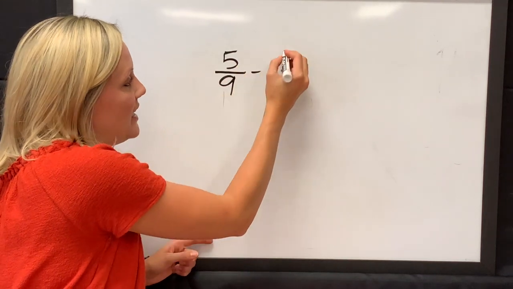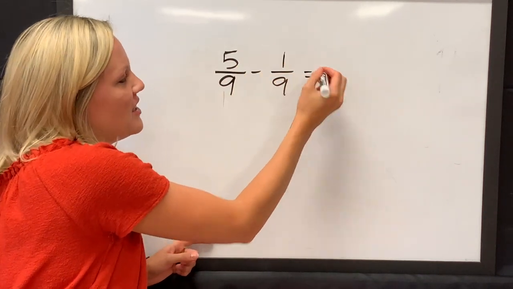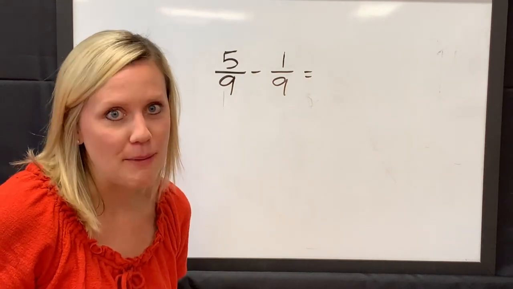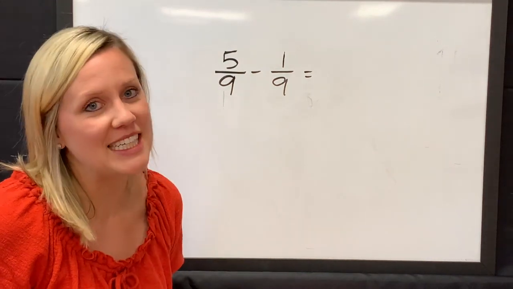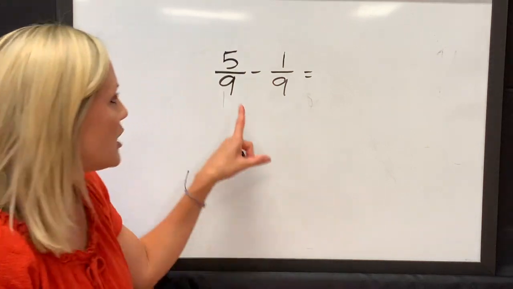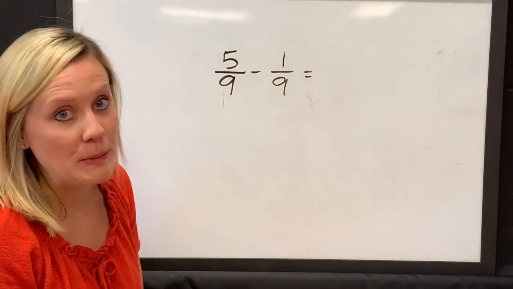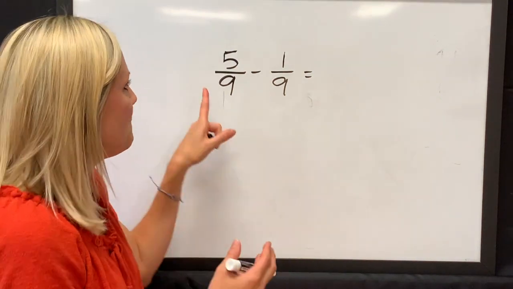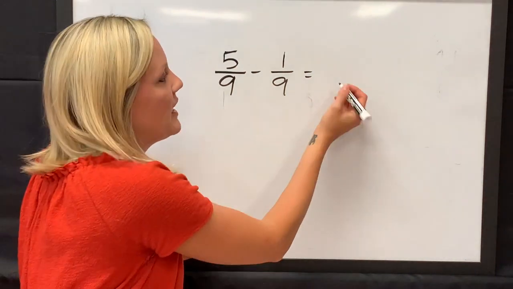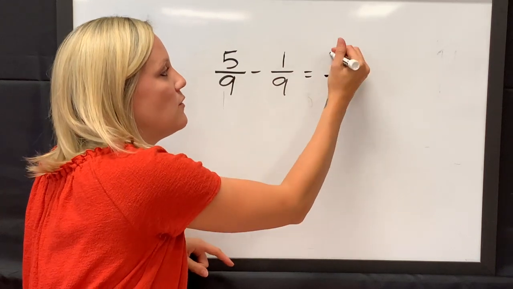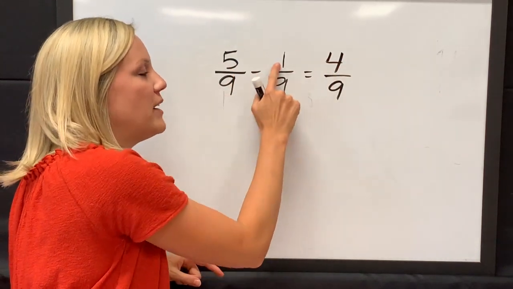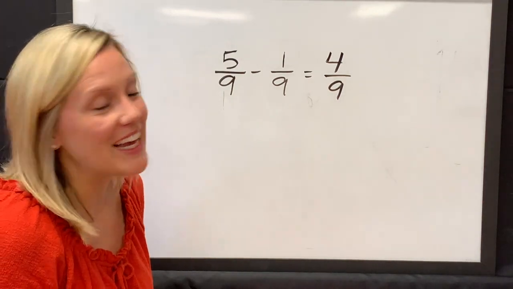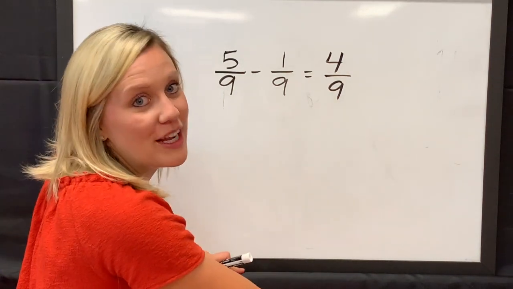5/9 minus 1/9. So just like adding fractions, we want to make sure our denominator is the same number. That is just the easiest way to add and subtract fractions. So since our denominator, the bottom number, is 9 in both, then we are good to go. So 5/9 minus 1/9 is going to give us 4/9. We just go 5 minus 1 is 4. And then this is our answer. We can't reduce it or anything. It's good to go. Let's try one a little bit more tricky.